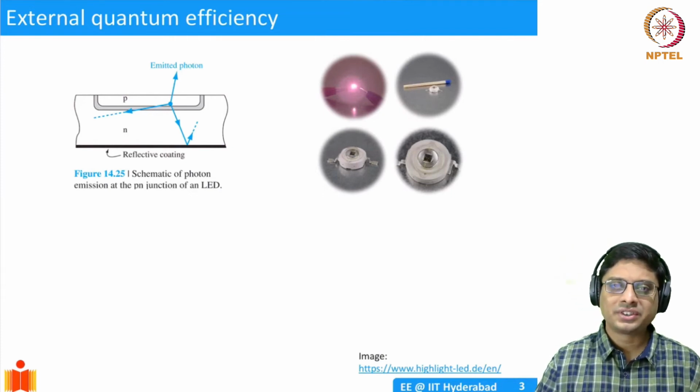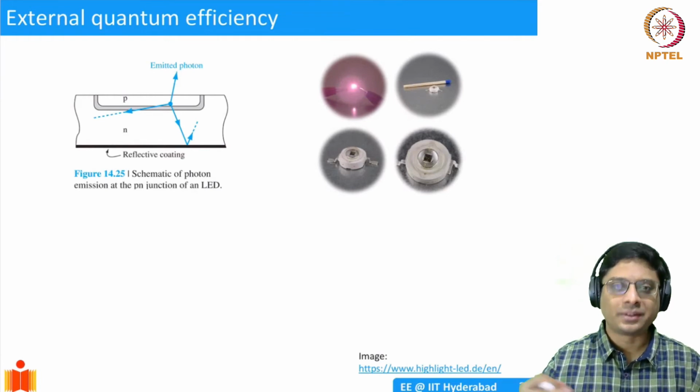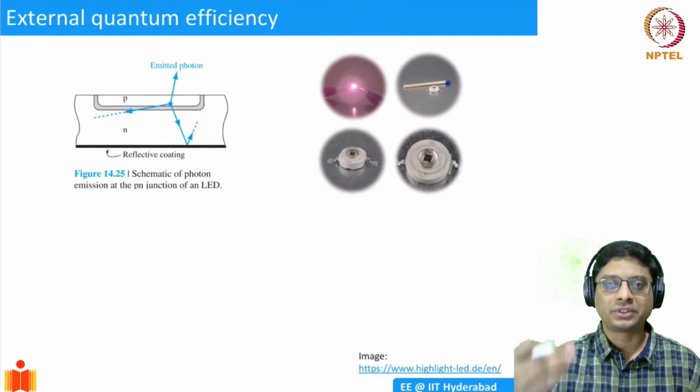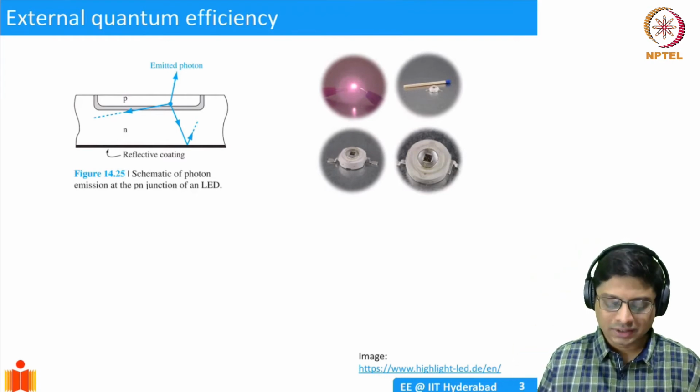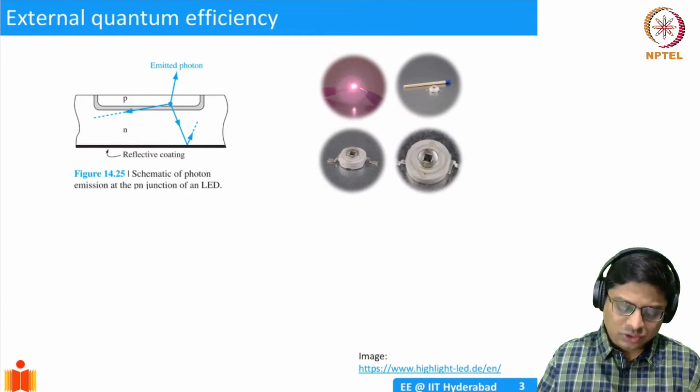How many of the photons will come out, right? Internal quantum efficiency tells you for every electron how many photons are coming out, but out of the photons emitted, how many will actually reach outside? Because some of the photons can easily be absorbed in the semiconductor, right? So that is a concern because there can also be some reflections.